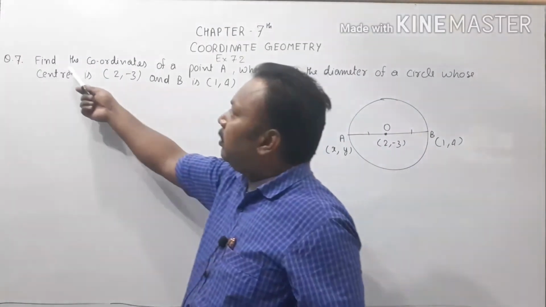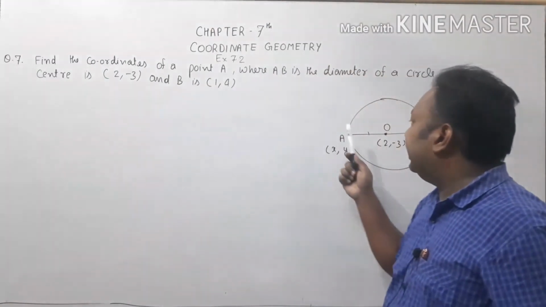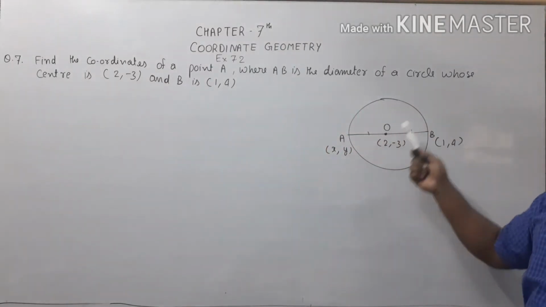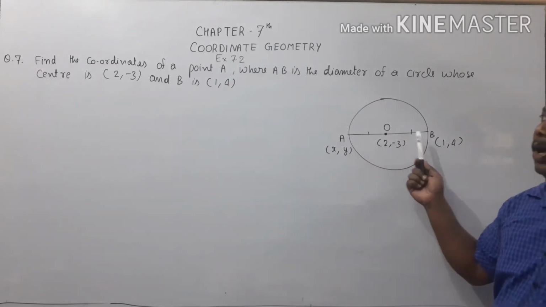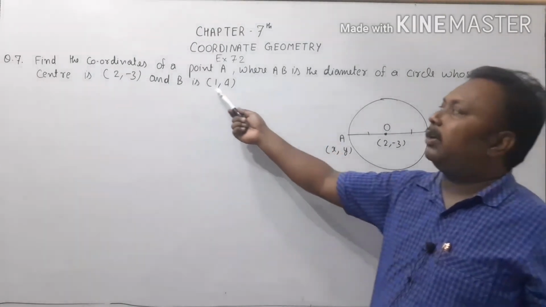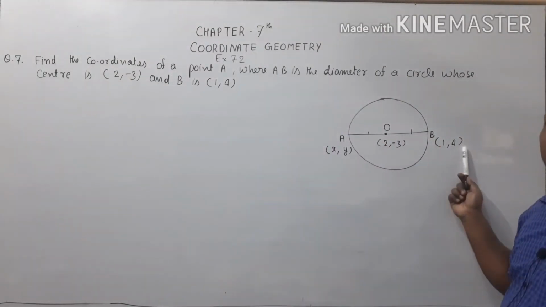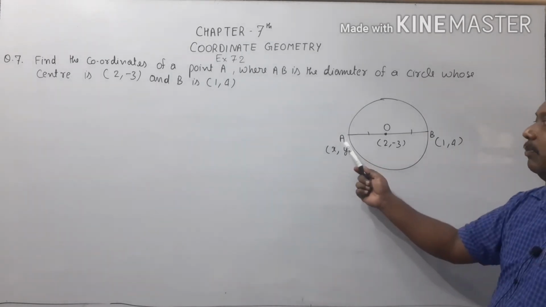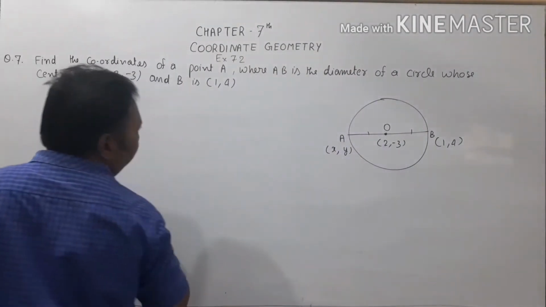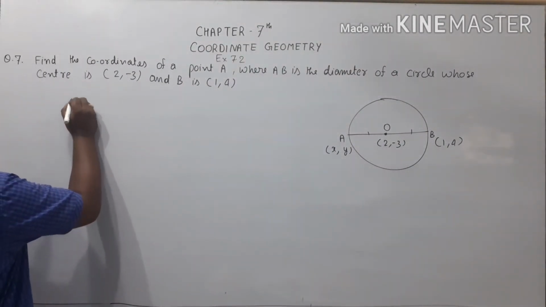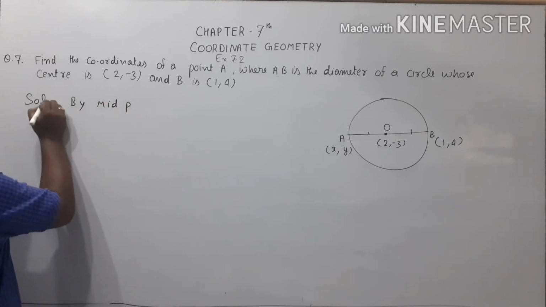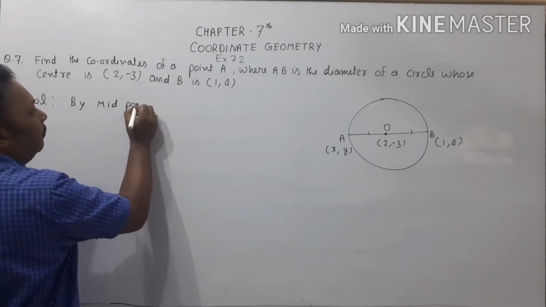In this question, find the coordinates of a point A. We find out the coordinate of point A where AB is the diameter of a circle whose center is (2, -3), and the coordinate of point B is (1, 4). We have to find out the coordinate of point A. So in our solution, we write down by the midpoint formula.